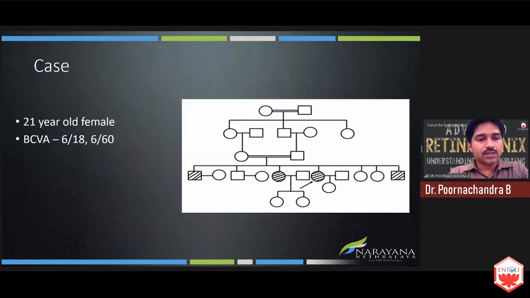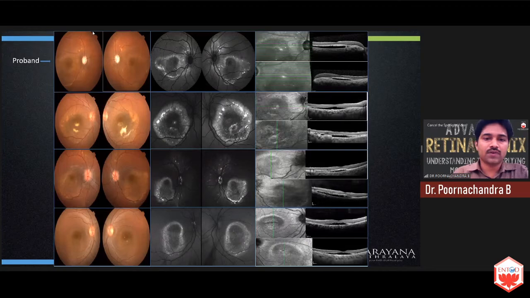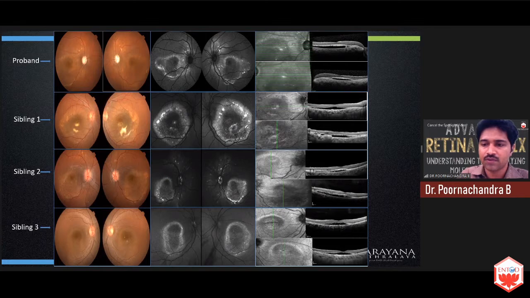So the third case is quite interesting. This was a 21-year-old female, again born out of consanguineous marriage. She had multiple affected family members with a particular problem. So these are her fundus photos and autofluorescence. If you see the vitelliform deposit, the hyperautofluorescent deposits, it's quite atypical. It was not fitting either into the dominant variety or into the autosomal recessive variety. All her siblings more or less had a similar phenotype.